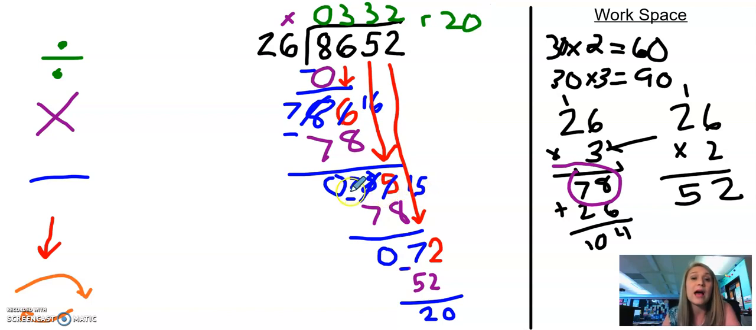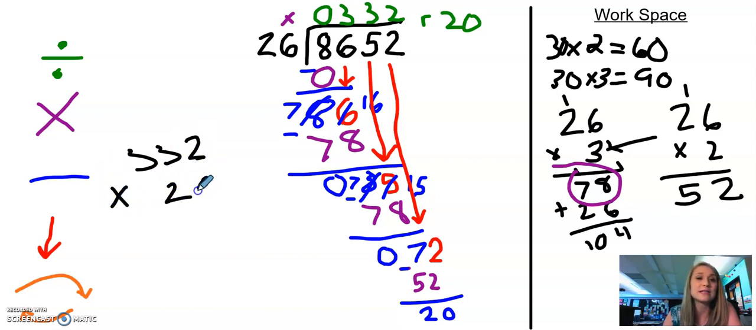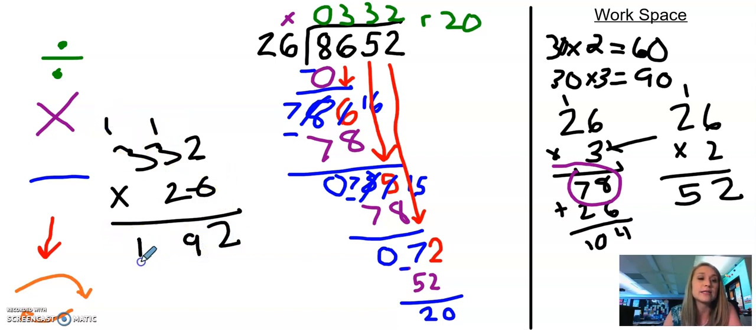Now, of course, I am going to want to check and make sure this is correct. So again, I take my quotient, 332, and I multiply it by 26. 6 times 2 is 12. Carry the 1. 6 times 3 is 18 plus 1 is 19. 6 times 3 is 18 plus 1 is 19.